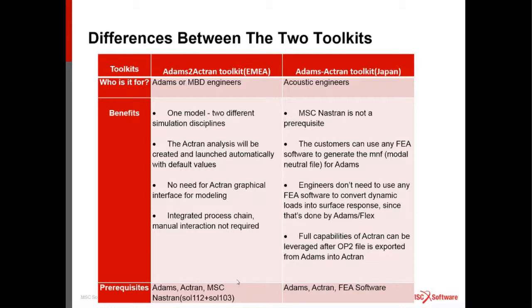So if your company is running on the token system, I would say this highly integrated solution is a more approachable solution to you. And we are also working on an updated version of this toolkit, which will allow you to use other FEA software to do the analysis here. But currently, in order for you to work with this highly integrated solution, you need to have Adams, Actran, and MSc Nastran.